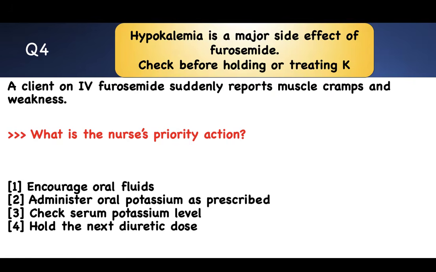So we check the potassium, we say potassium is low, and then we can give it to them. At the same time, if the patient has symptoms, oral medication is not the best choice to replace potassium. It's always IV. Holding the next dose without figuring out the source of the muscle cramp and weakness is not the right idea. Therefore, check the potassium level.